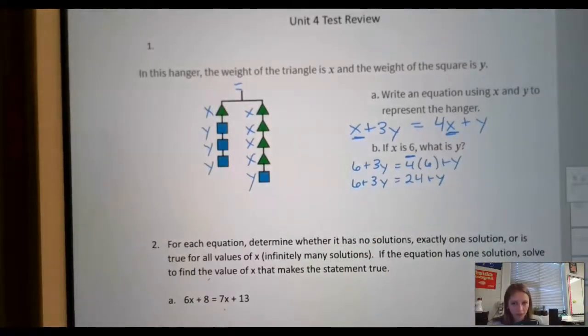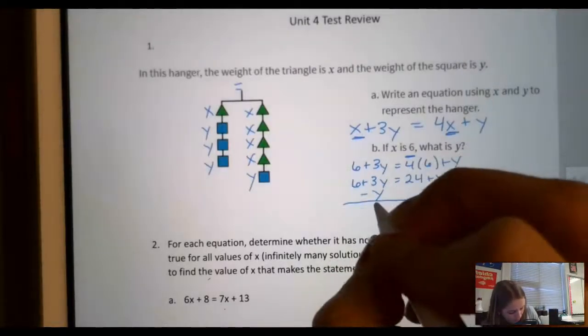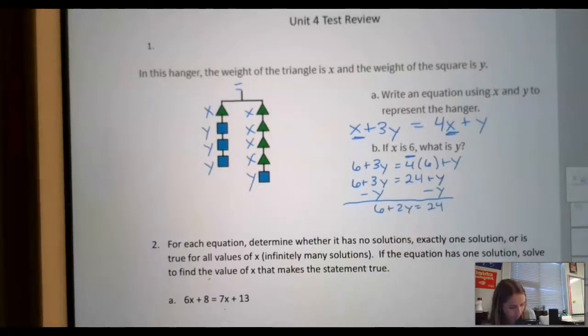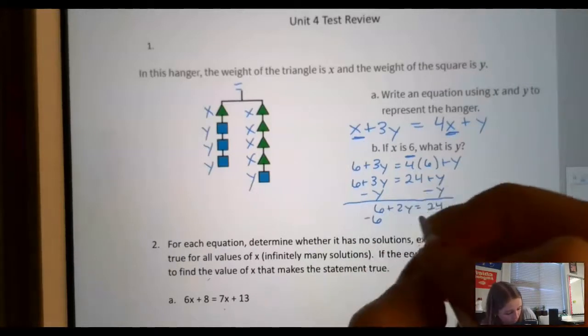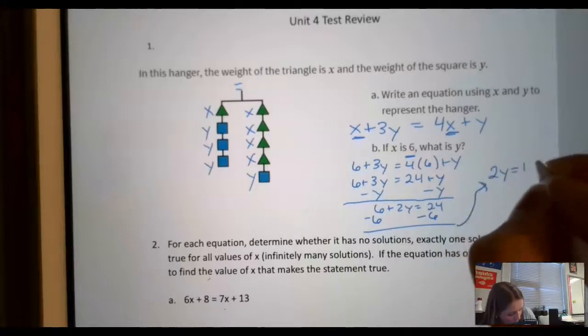Now, I like to deal with my variables first. So I'm going to subtract y from both sides so then it stays positive. So I'm going to subtract y. And I end up with 6 plus 2y equals 24. Alright, so now I need to figure out which term on the left is like terms with mine on the right. Well, it would be 6 because 24 does not have a y, and same with 6. So subtract 6 from both sides, and I get 2y equals 18.